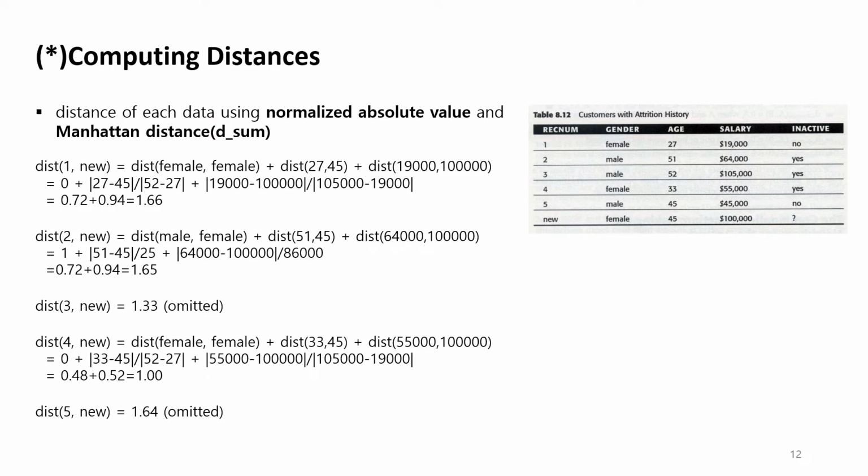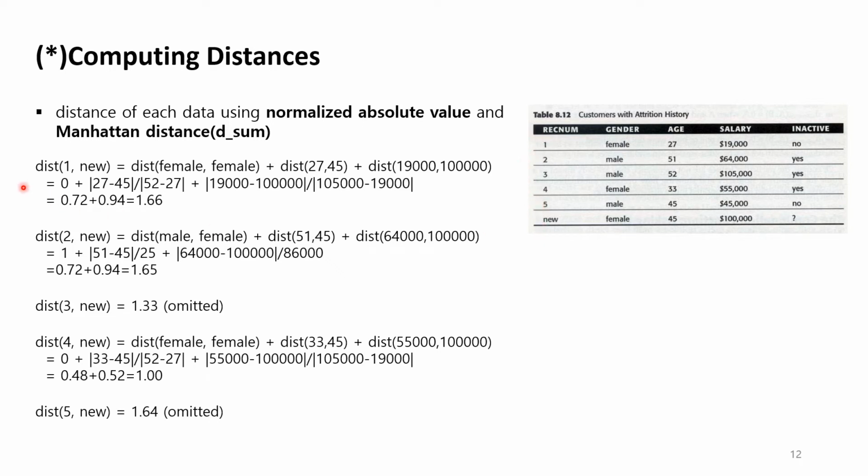This slide shows the detailed derivation process of computing distance between new data and each of the records. In this case, we assume we use a normalized absolute value to compute the numeric attribute, and we use Manhattan distance for a record distance function. So by using these two, we're going to compute the distance between the new data, given in the previous slide, and each of these records.